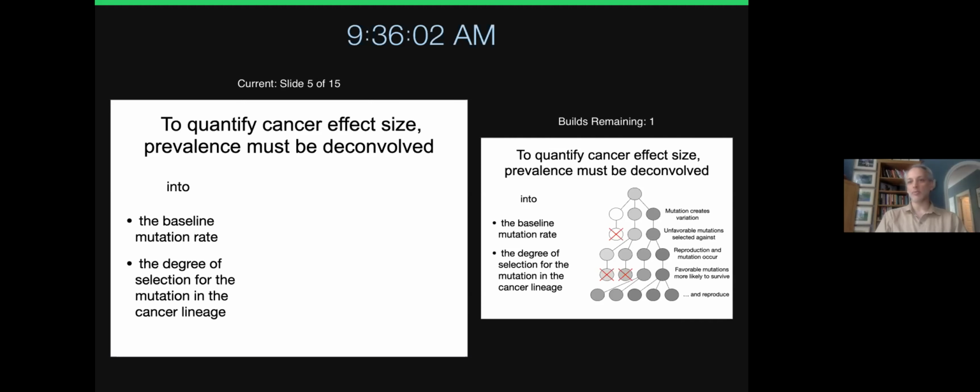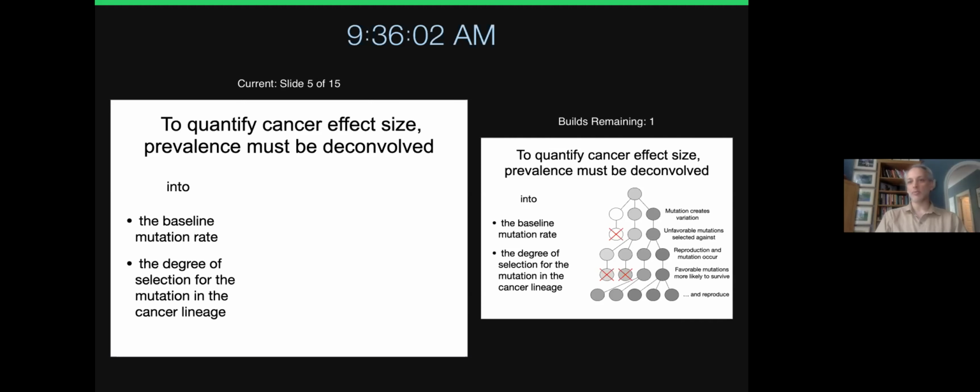But when we look at reality, the reality is we see a very different distribution. We see very specific sites, at least in driver genes, that are mutated at much higher frequencies in tumors than would be expected just looking at the trinucleotide and gene mutation rates. And that tells us that these are actually selected.